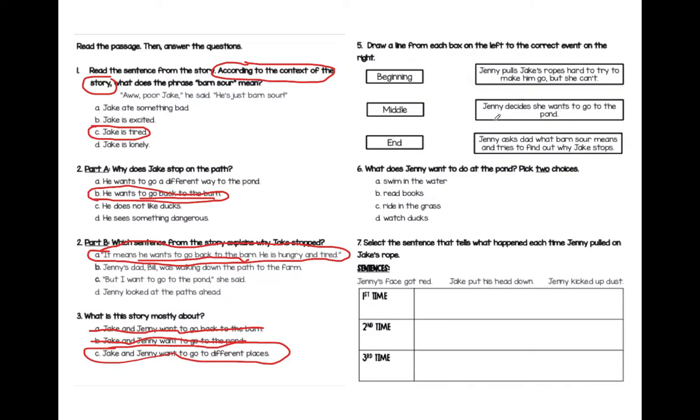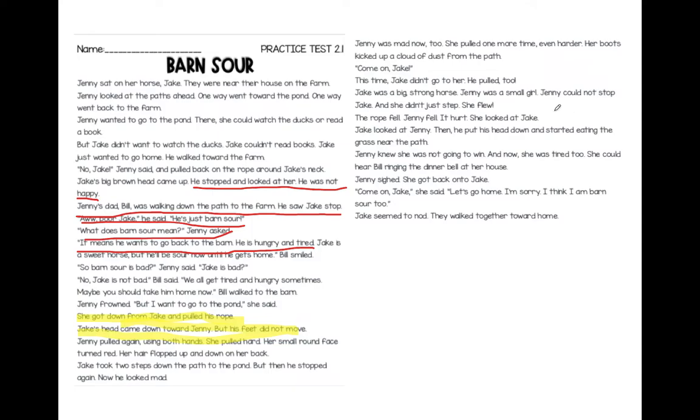Now, the next one says, Jenny decides she wants to go to the pond. So I'm going to find the section that talks about Jenny going to the pond. There it is. Jenny wants to go to the pond. There she could watch the ducks or read a book.